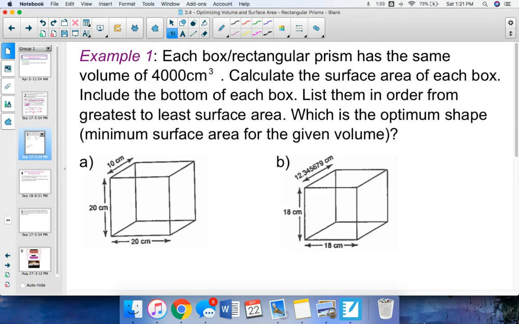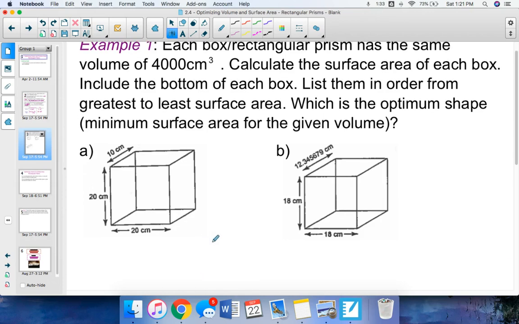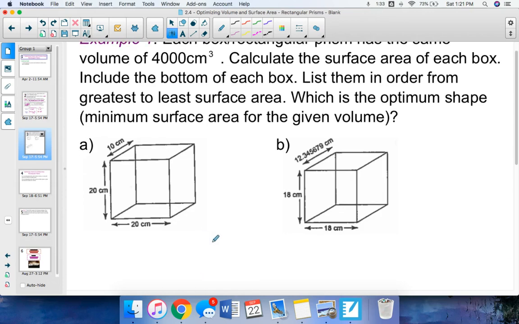So example 1: each of these boxes down here has the same volume of 4,000 centimeters cubed. Calculate the surface area of each box, including the bottom of each box. Then list them in order from greatest to least surface area. What I want you to think about and figure out is which is the best shape, the optimum shape, the minimum surface area given the volume.